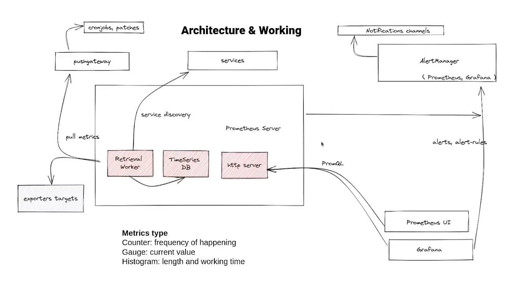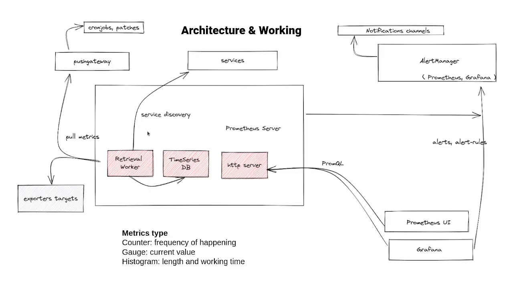Hi everyone, in this video we will see the architecture and working of Prometheus. Firstly, Prometheus itself is a server which in the background runs the following components in its ecosystem: retrieval worker, time series database, HTTP server. The retrieval worker does the work of service discovery, which finds the services on the system configured in Prometheus configurations and pulls the data from the metrics.